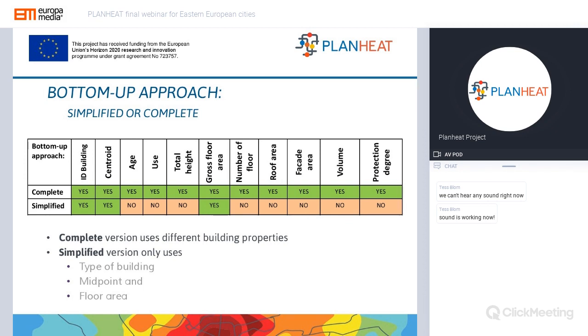So the bottom-up approach, as mentioned, has these two different versions, the complete and the simplified. And the user is able to decide which one to use. There are additional parameters for the complete version. So not just building ID, age, use, but also roof area, facade area, the volume of the building, and the protection degree is visualized in here. Of course, for the simplified version, fewer parameters are adequate for the analysis.